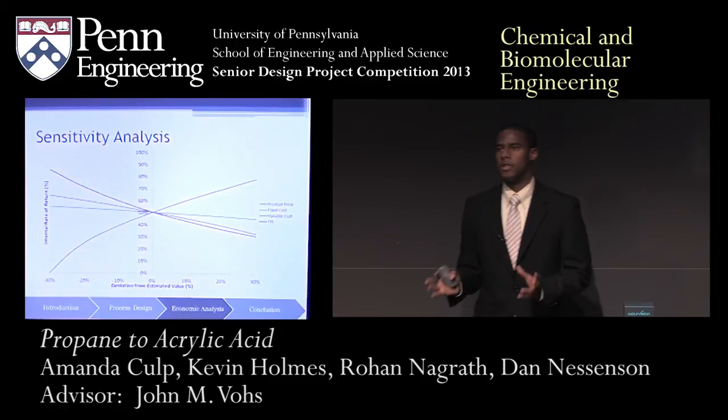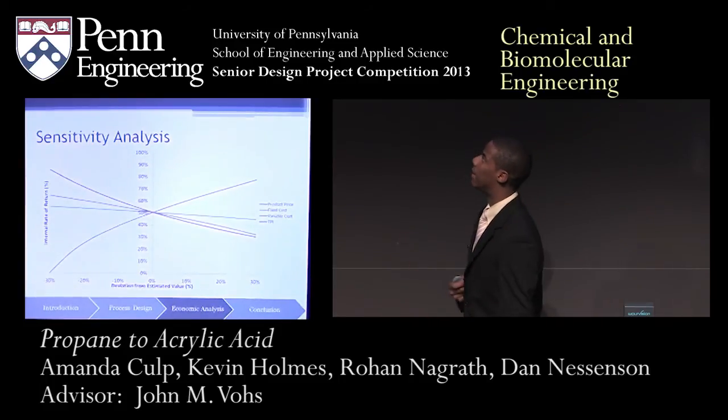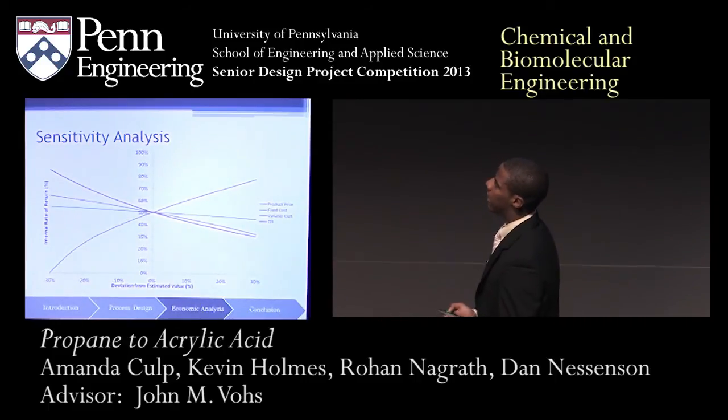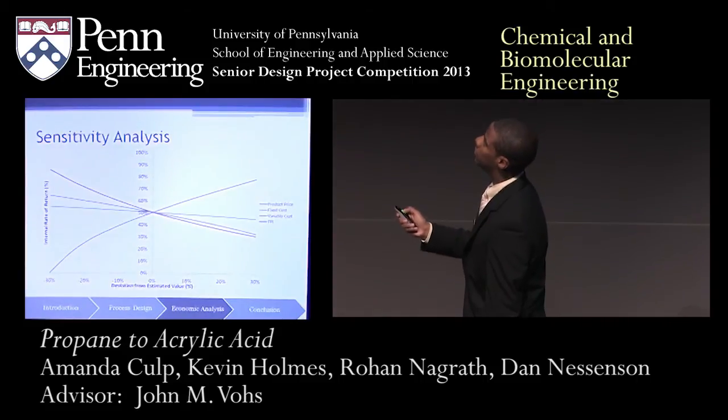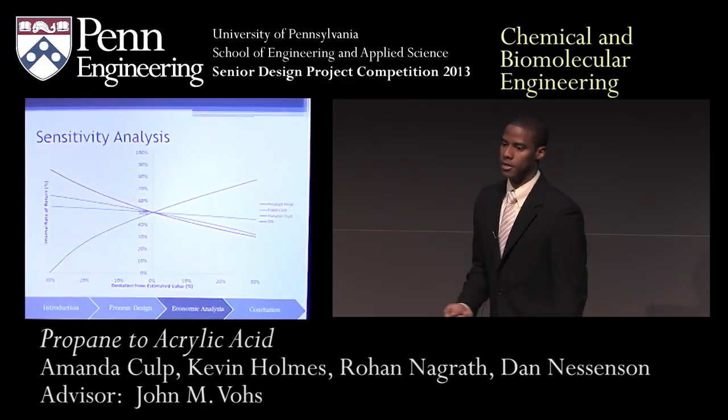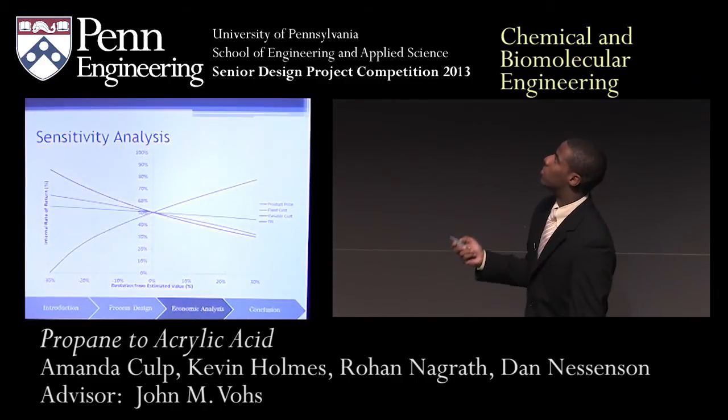To get a better idea of how these numbers can change with the actual assumptions we made, we did a detailed sensitivity analysis as well. As you can see, on the x-axis you have deviation from the estimated value of each of the 4 parameters that we show on the right side here, and on the y-axis you have the IRR, or the internal rate of return. Most notably, we want to focus on the fact that the product price is this blue line here.